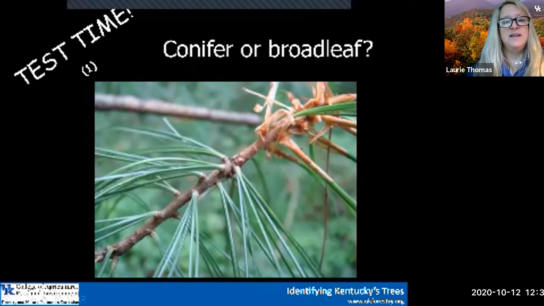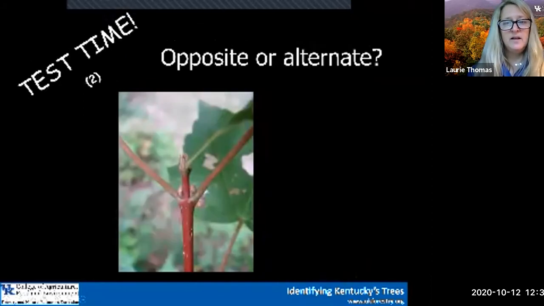And I hope everybody said conifer. Yes, this is one of our needle type trees, and it's one of our pines. In fact, it's a white pine. If you were to count all of those needles in that bundle, there's 5 of them right there. So this is a conifer. All right, are the leaves opposite or are the leaves alternate? Well, we can't really see the leaves, but we can see the buds and we can see the leaf stems. And so we see that these buds and the leaf stems are opposite from one another.